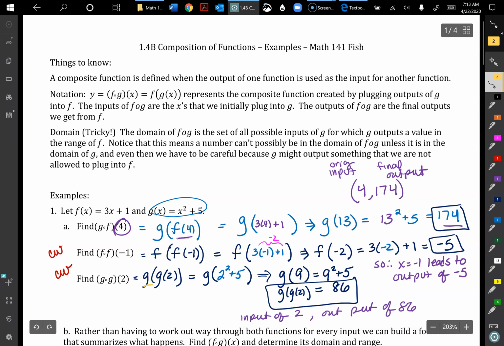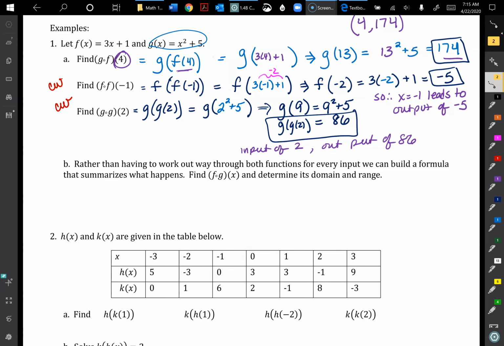Same here for g of 2. I plugged the 2 into the g function this time, so I get 9, and then again plug that into the outer function, which was also g, and I get 86 for my output. So that turns out to be a lot of steps all the time.